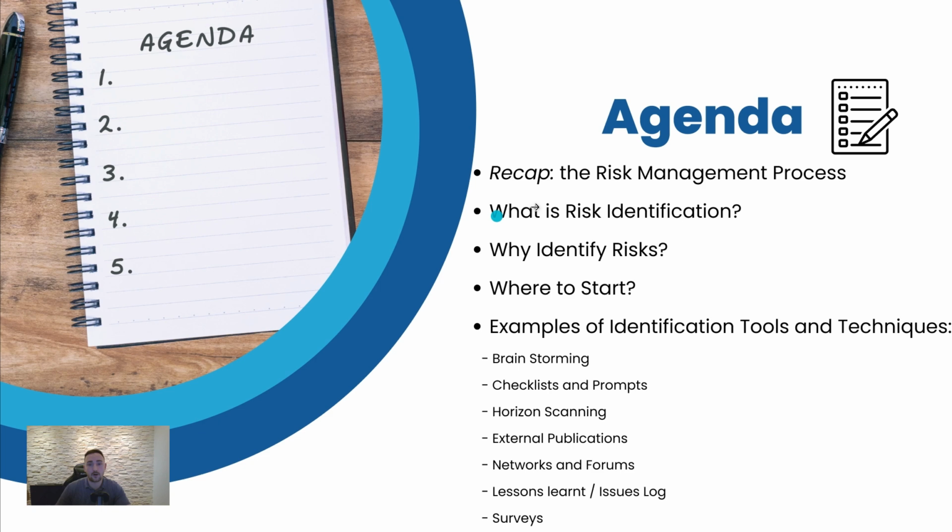I'll be talking about what risk identification actually is itself, why it's important to identify our risks, where to start. So if we have a blank sheet of paper, what can we do to essentially kick off the process of risk identification? And then I'll be going over some examples of some ways that we could identify risks, some tools and techniques that are quite useful across different organizations.